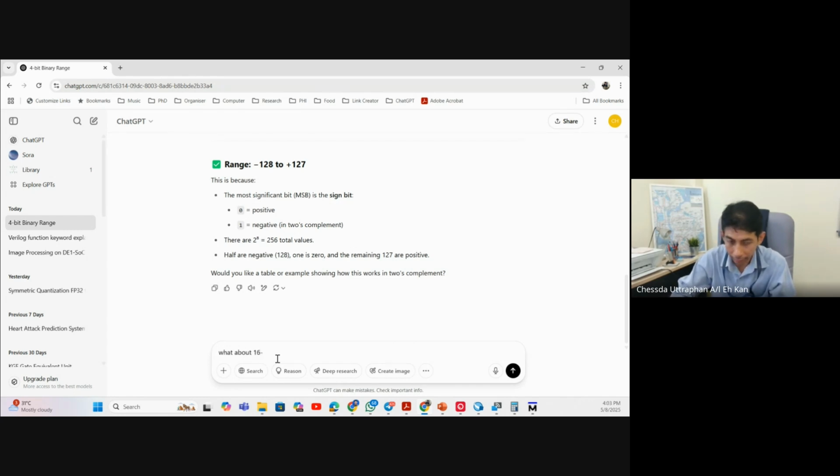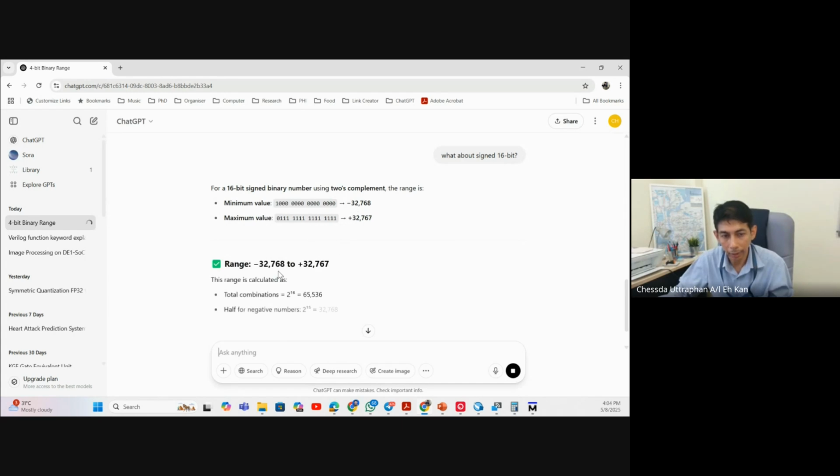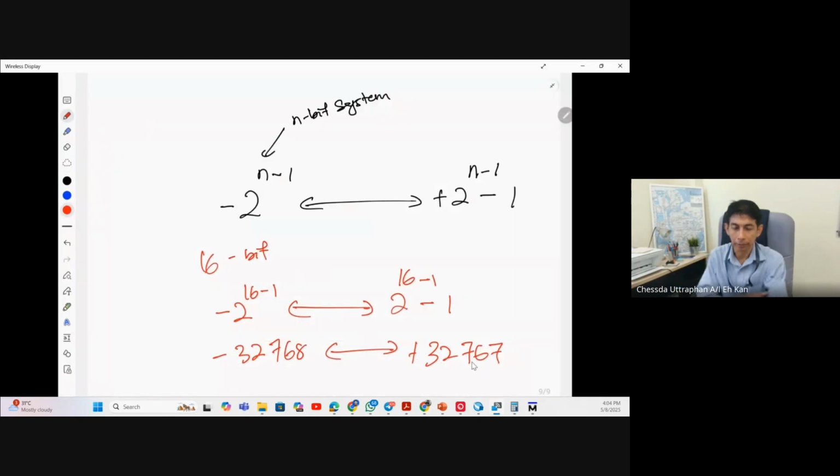16 bit, right? So the range will be from negative 32768 to positive 32767, exactly what we have here. Okay, so that is what is meant by overflow. Why is this important?